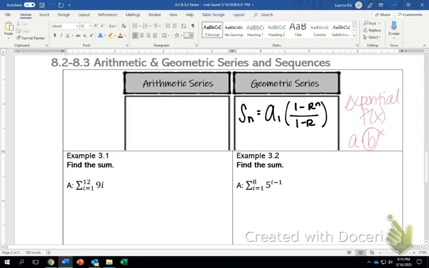And with this one, it's pretty nice because we only have to do one thing, and that is find our a sub 1. A sub 1 is going to equal 5 times 1 minus 1. 5 times 1 minus 1 is actually to the 0 power, and anything to the 0 power is going to equal 1. So we know that a sub 1, our first term, is going to be 1, and then we plug it into our formula. So it would be S sub n is going to equal 1 times 1 minus 5, because 5 is our common ratio.